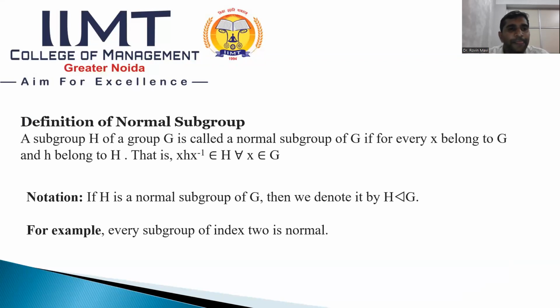Normal subgroup. A subgroup H of a group G is called a normal subgroup of G if for every x belonging to G and h belonging to H, x h x inverse belongs to H. Notation: if H is a normal subgroup of G, then we denote H ⊲ G. Every subgroup of index 2 is normal.